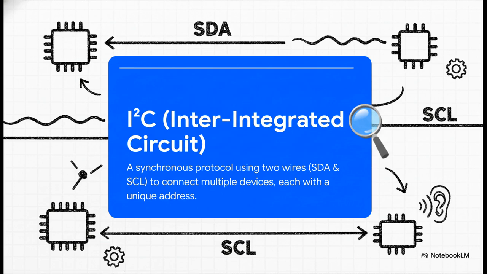And here's the magic trick. Every single device on the line has its own unique 7-bit address. It's like giving everyone on the conference call a unique name, so the host can say, "Okay, Bob, it's your turn to talk," and everyone else stays quiet.